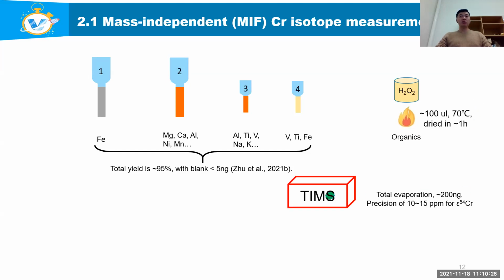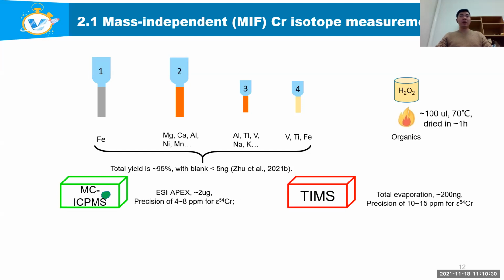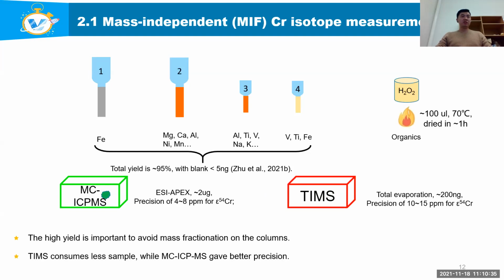And we can use both TIMS and MC-ICP-MS to measure the mass-independent chromium isotopes. TIMS consumes less sample, while MC-ICP-MS gave better precision.